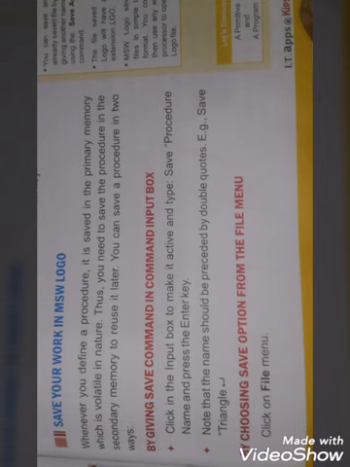For example, if you want to save the procedure triangle, simply type the command save, then a double quotation and give the name of the procedure, triangle, and press the enter key. Whenever you press the enter key, it will be saved into the computer memory. So students, the second way is by choosing the save option from the file menu.